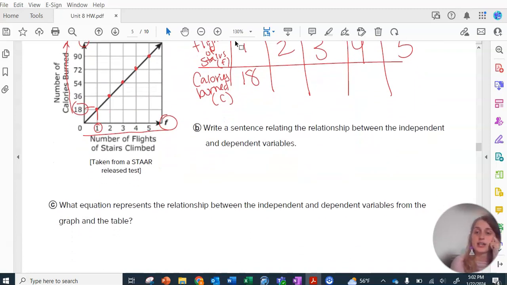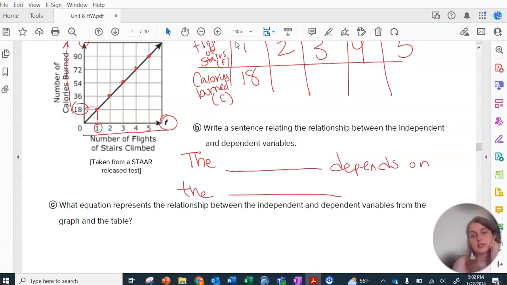Write a sentence relating the relationship between the independent and the dependent variables. We did this in lesson 1 last Friday. The blank depends on the blank. You need to fill in the blanks using words from this particular graph.